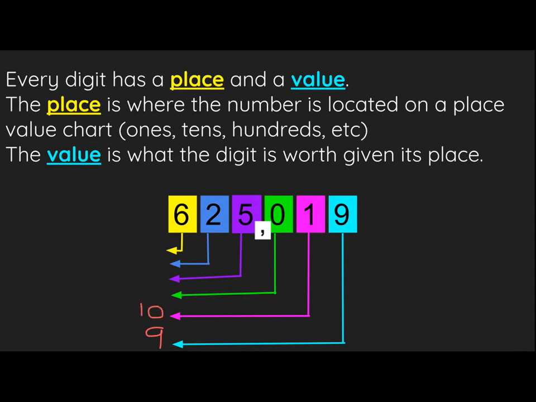Now in the hundreds place, we have a 0. Its value is 0. In the thousands place, we have a 5. So if we have a 5 in the thousands place, that means its value is 5,000. And if we have a 2 in the ten thousands place, its value is 20,000. And a 6 in the hundred thousands place means its value is 600,000.